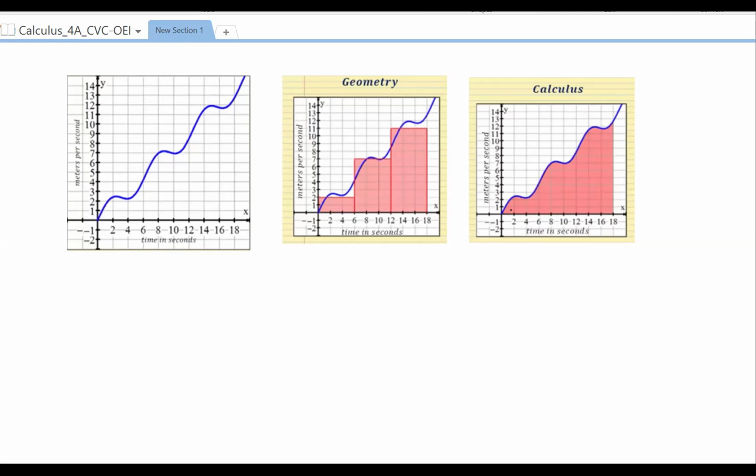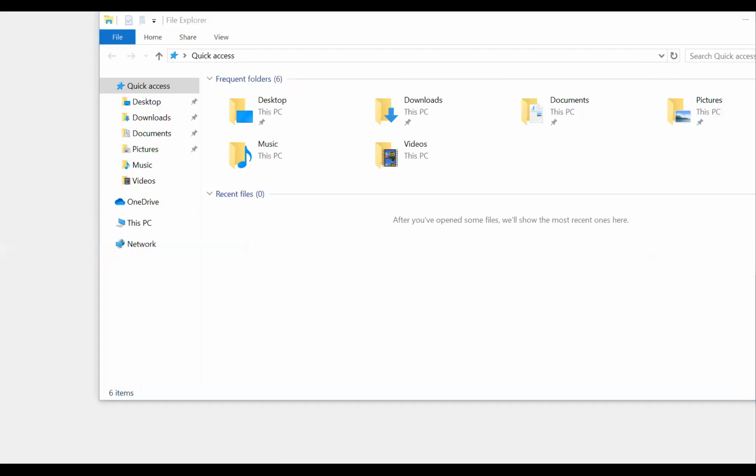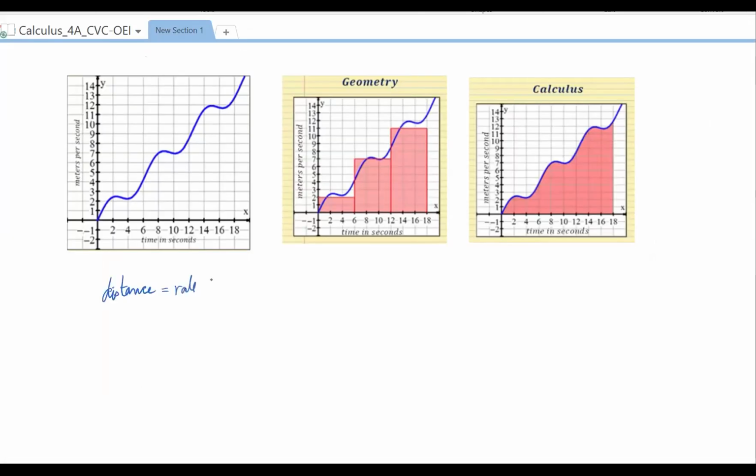So these are not geometrical shapes. So you see these curvy patterns, but we can still use calculus to come up with that area perfectly. So how does this work? Well, for the blue curve, let me say, we would have found the distance. Oh, by the way, the area under the curve actually gives you the distance, right? So we have distance as rate times time, right?